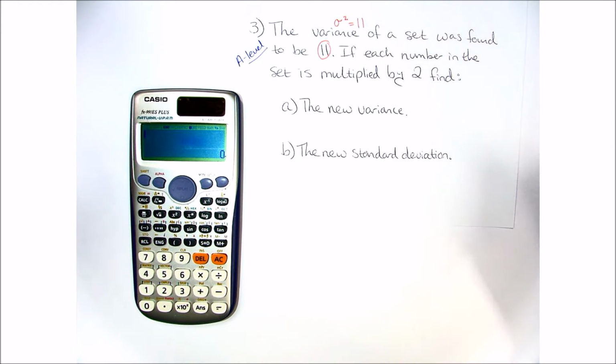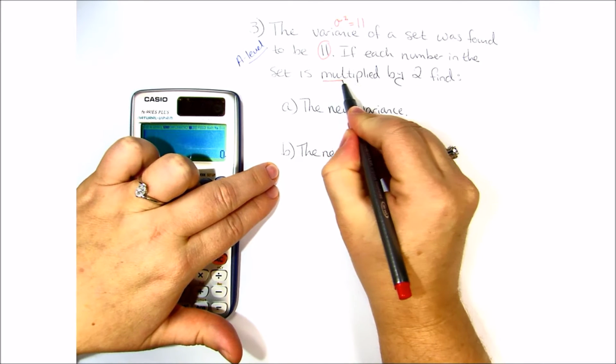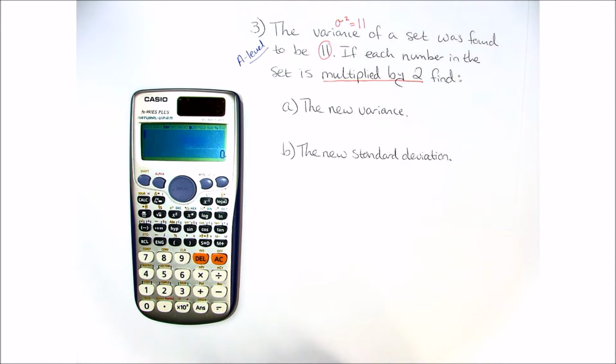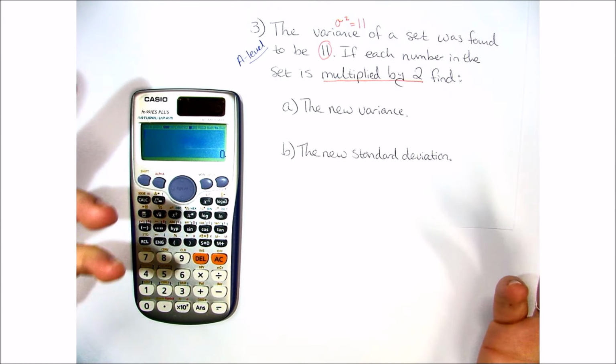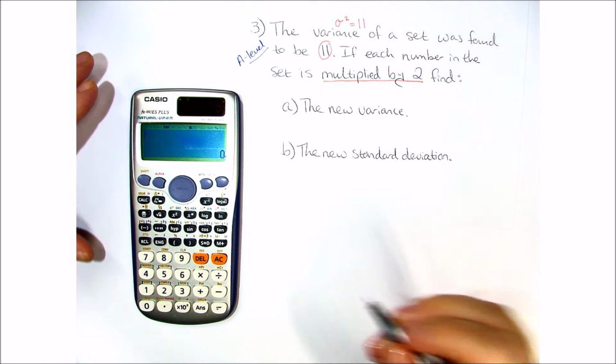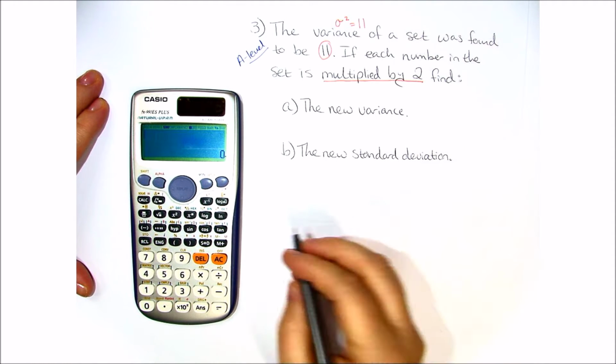If each number in the set is multiplied by 2, we need to find the new variance and the new standard deviation. Now, there is a theory rule applied to this, and it's one that we've covered in class. But in case you've forgotten it, during the test you can always do a bit of an experiment to find out. So I'm going to go ahead and do that to show you what I mean.